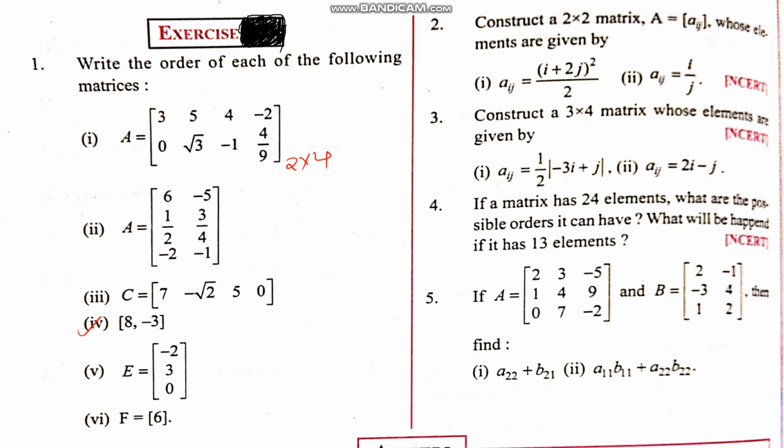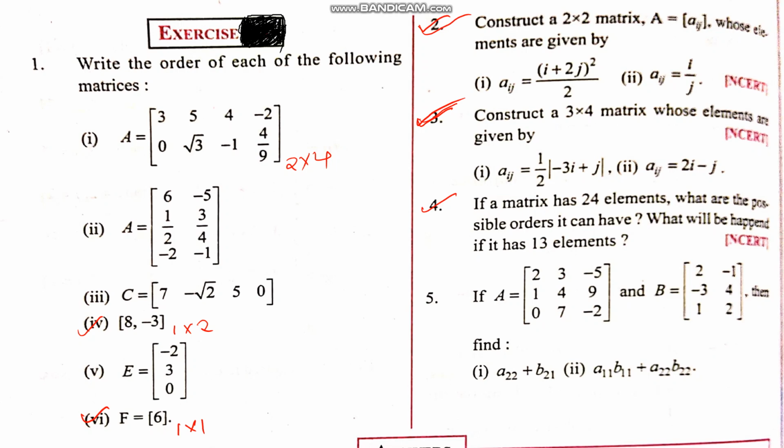Now see question number 4. The number of rows is 1 but the number of columns is 2. So the order of the matrix is 1 cross 2. See question number 6. The number of rows is 1 as well as the number of columns is also 1. So the order of the matrix is 1 cross 1. Question number 2, 3, this type of questions we have solved in examples. So you can try it. In case of any doubt, I will explain again.